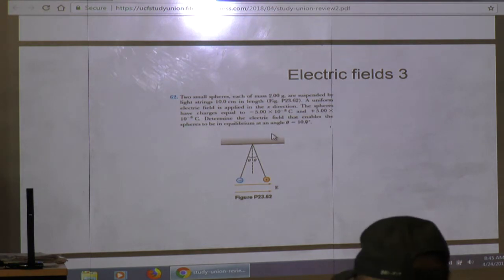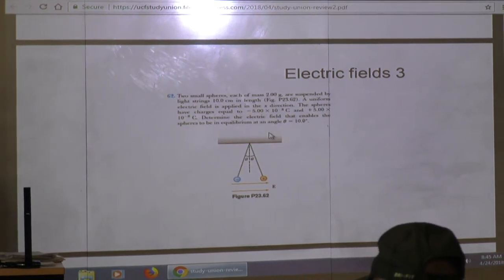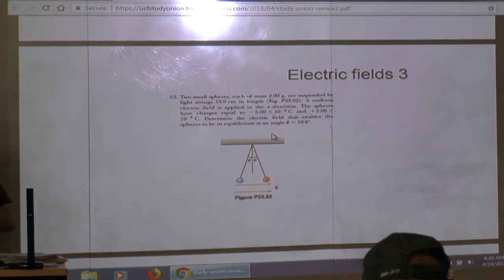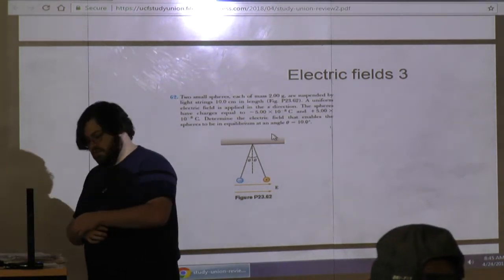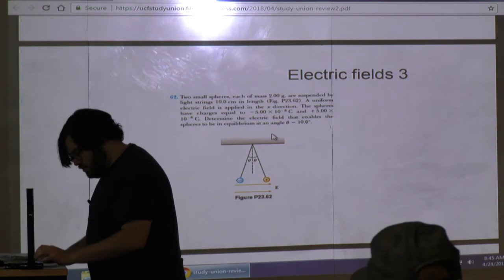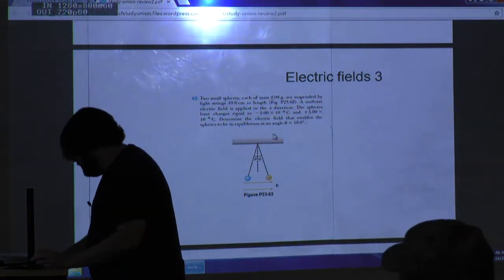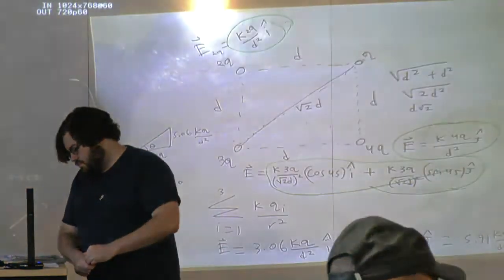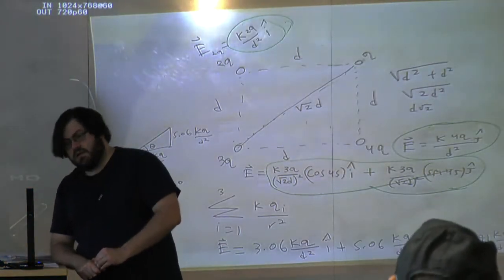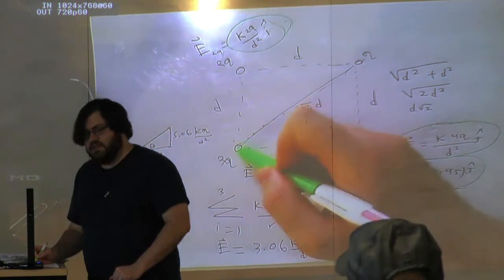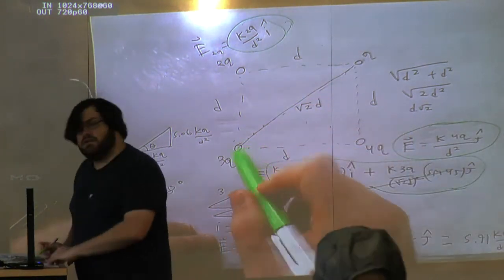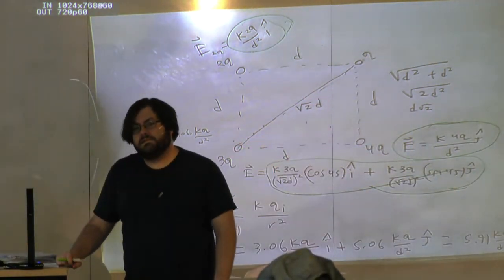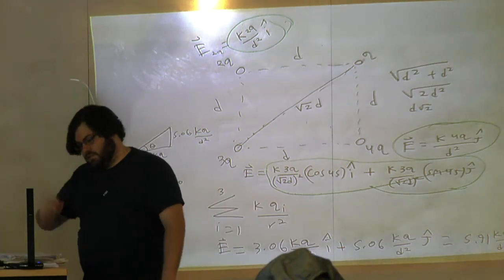Question? I'm sorry, going back to the last question. For example, if we were looking at 3Q instead of just Q, would the i direction from 4Q be negative? Can you ask the question again? So if we were looking at 3Q instead of just Q, if we were doing everything based off 3Q, if we were looking at this point, and based off of 4Q, would that just be like a negative i direction?